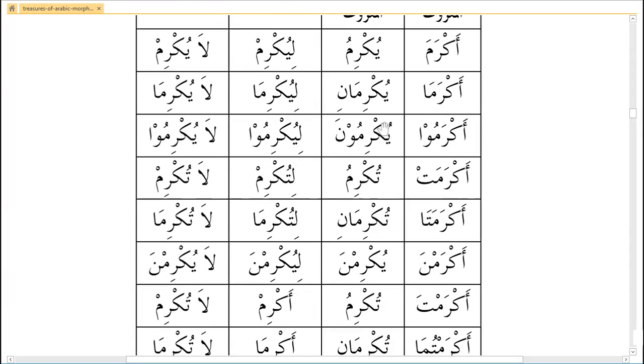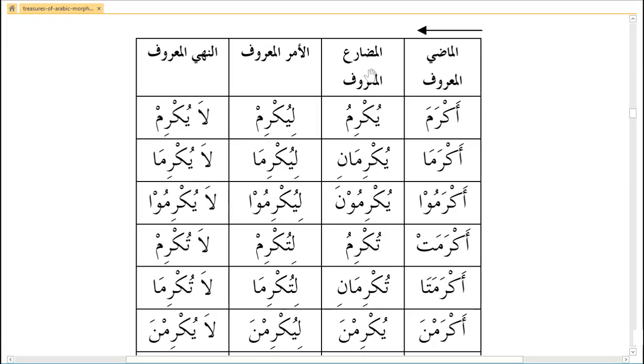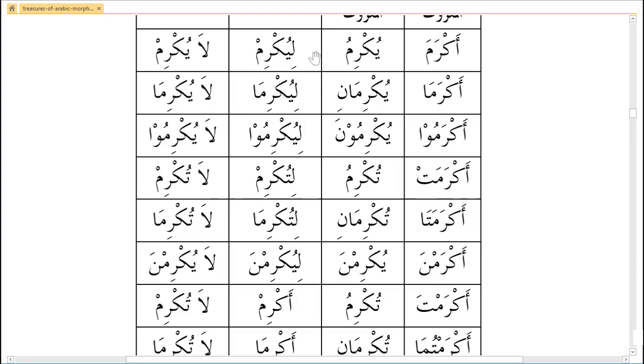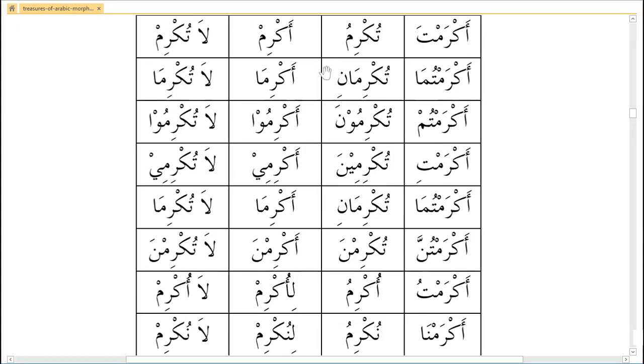And this is the mudari ma'ruf, and the amr. We studied amr ma'ruf: li yukrim, li yukrima, li yukrimu, li tukrim, li tukrima, li tukrimna. And that was all for ghaib. So this is for the hazir: akrim, akrima, akrimu, akrimi, akrima, akrimna. And for the mutakallim: li ukrim, li nukrim.